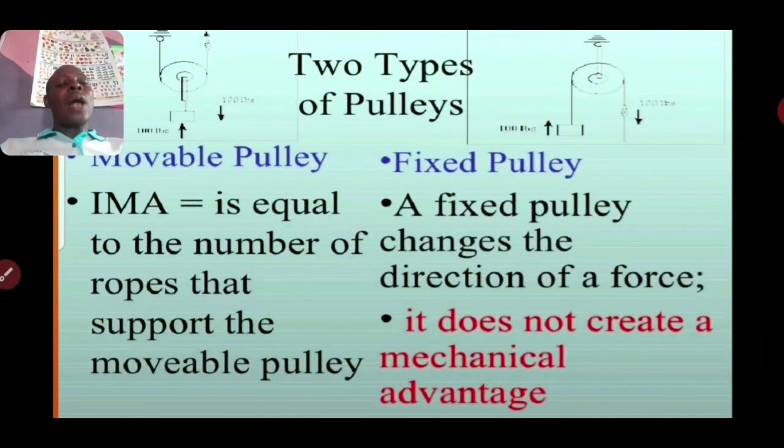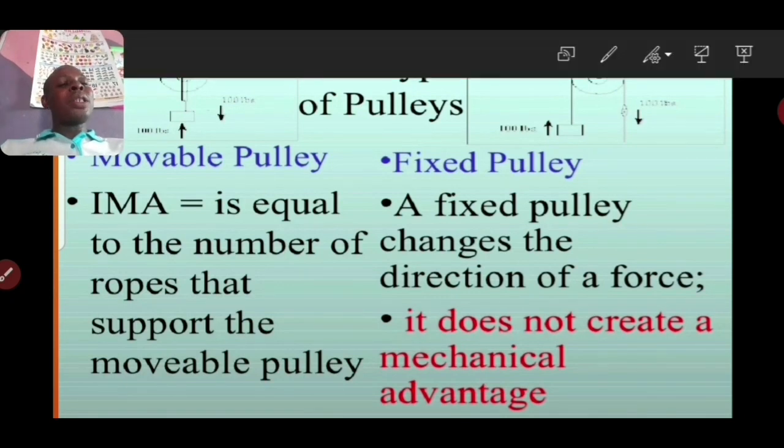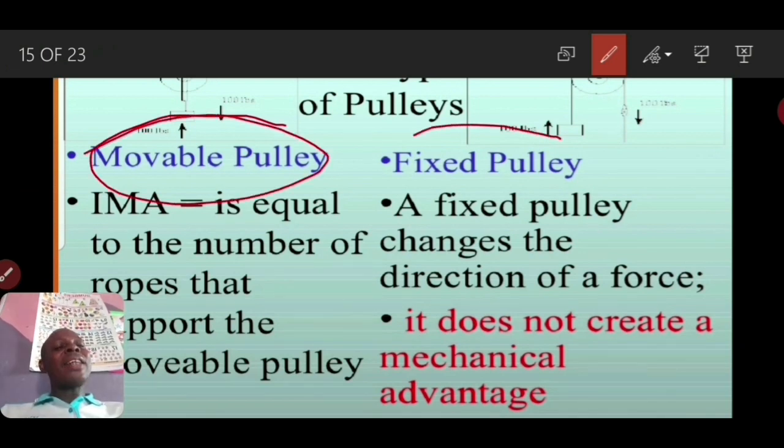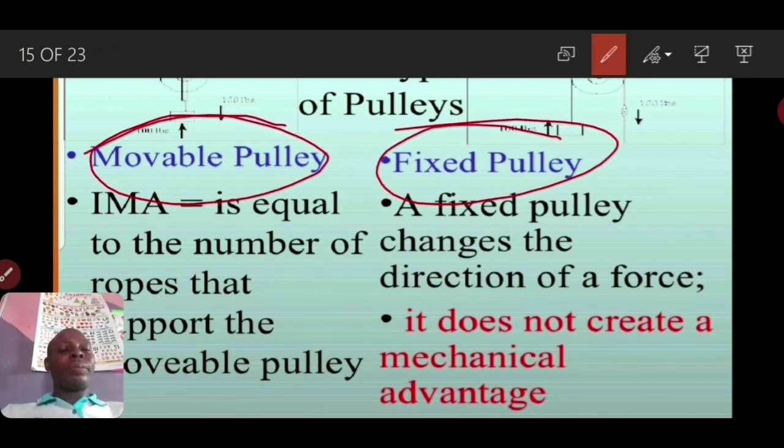Okay, now let's look at it. We have basically two types of pulley. We have the movable pulley and the fixed pulley. Sometimes they combine these two pulleys together. In most of the work, the fixed pulley and the movable pulley work hand in hand.